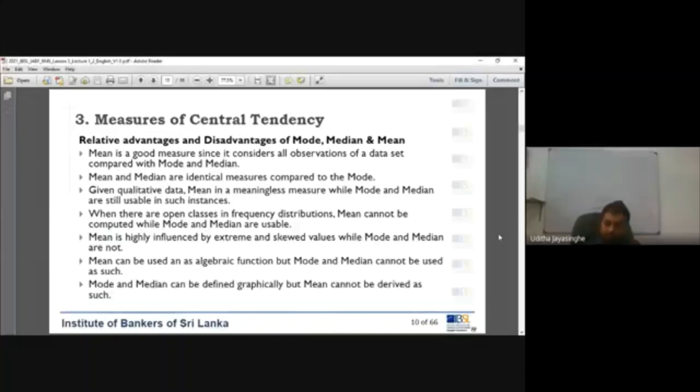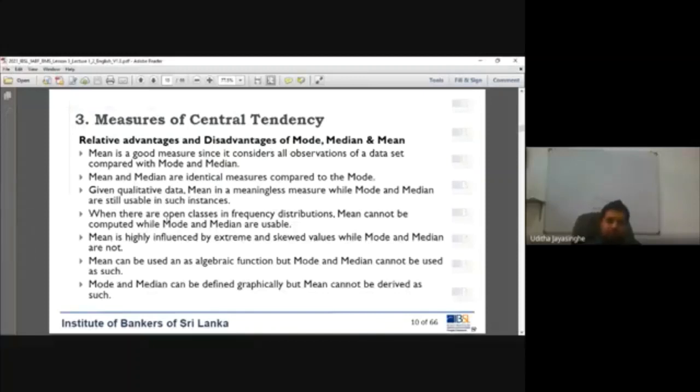Third point, given qualitative data, what is qualitative data? Like mangoes, colors, countries, likewise. Mean is a meaningless measure. You take 187 countries and ask what is the mean of these countries, there is no particular answer. So for a basket of qualitative items, mean is not a meaningful representative at such instances. While mode and median sometimes are still usable, not always, sometimes in some instances.